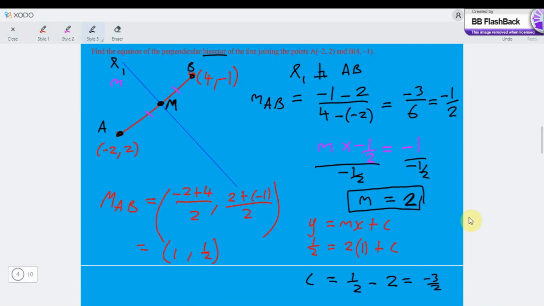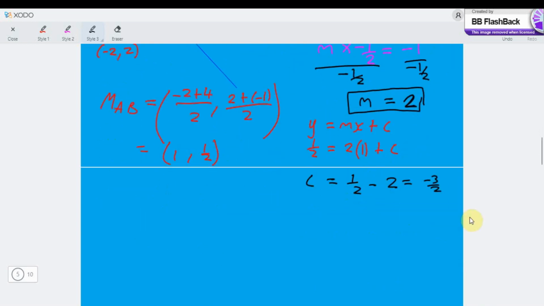So now we get the equation of our line. The equation of our line is y is equal to 2x minus 3 over 2. This would be your answer. That's the equation of the perpendicular bisector.